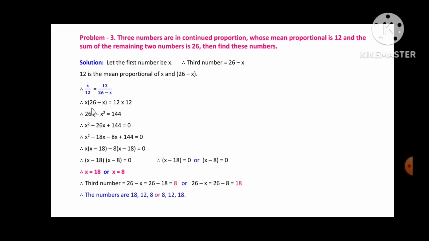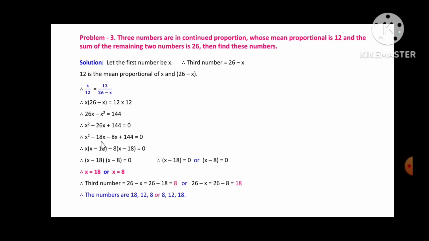We will now cross multiply. x into 26 minus x is equal to 12 into 12. So 26x minus x square is equal to 144. So we can convert this into the standard form of a quadratic equation. x square minus 26x plus 144 is equal to 0. This 144 is split in such a way that the product is 144 and the sum is minus 26. So it will be x square minus 18x minus 8x plus 144 is equal to 0.